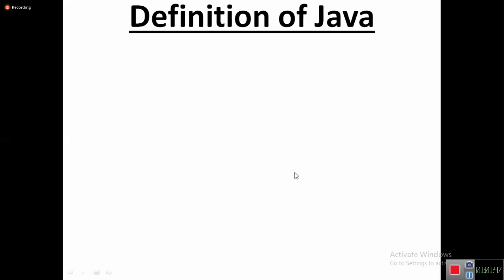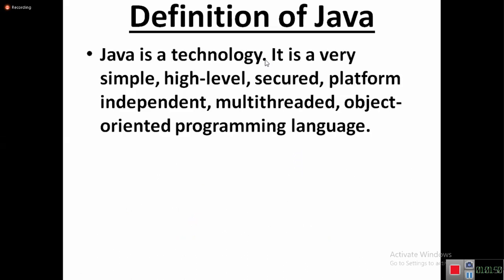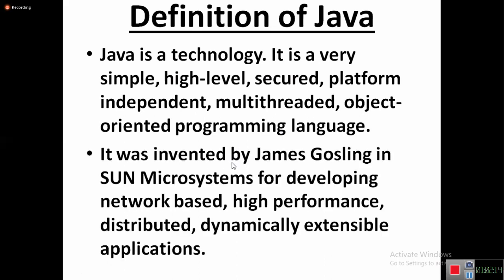I want to prepare a definition, something new. Java is a technology. I want to add this word. Java is a technology because it has provided so many predefined APIs. So the definition of Java: Java is a technology. It is a very simple, high-level, secured, platform-independent, multi-threaded, object-oriented programming language. Okay. Now it was invented by James Gosling in Sun Microsystems for developing network-based, meaning internet, high performance, distributed, dynamically extensible applications.